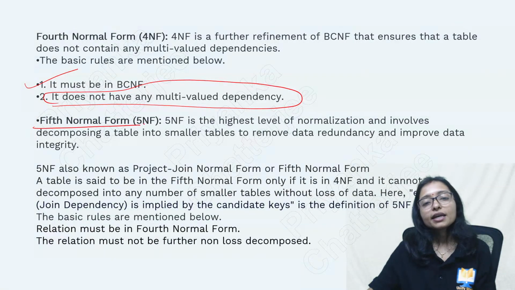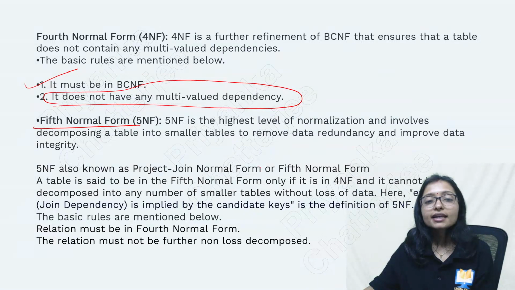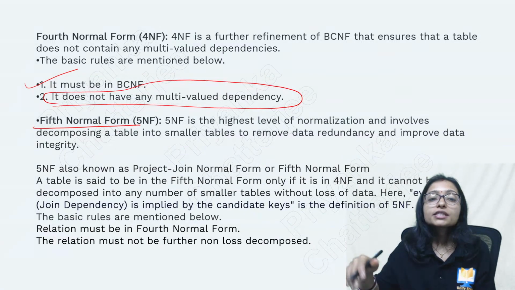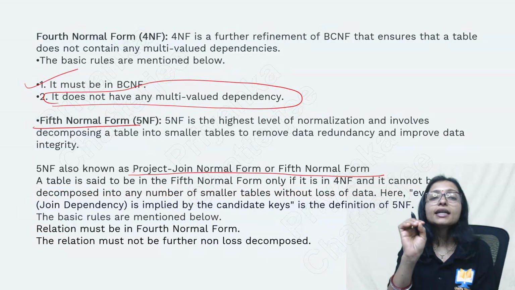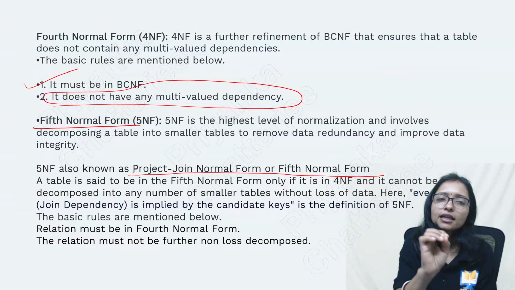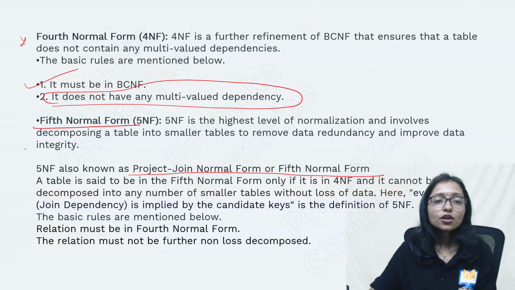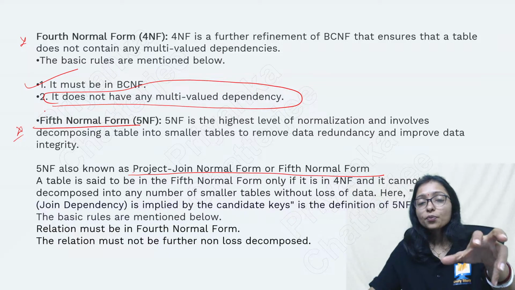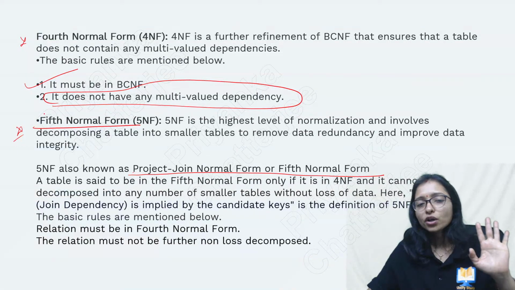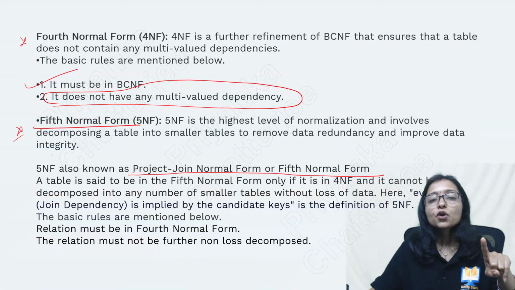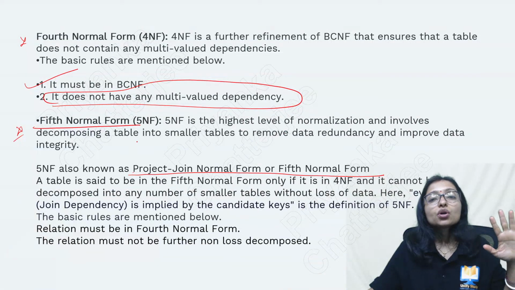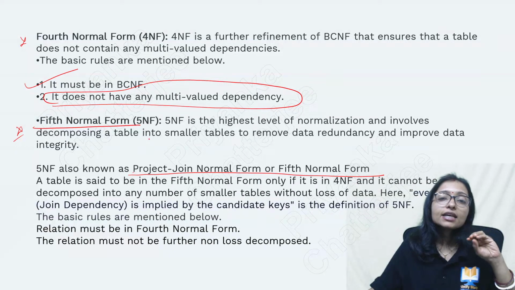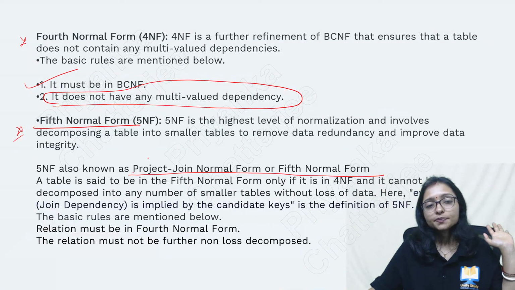And fifth NF is focusing on the project join normal form. It is also known as project join normal form. Normally in the exam hall they ask only theory from here. They are not asking that type of conceptual question. They are asking only theory. So it is project join normal form and it is the highest level. After this any decomposition is not possible.